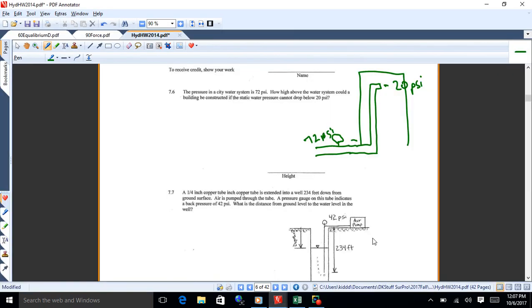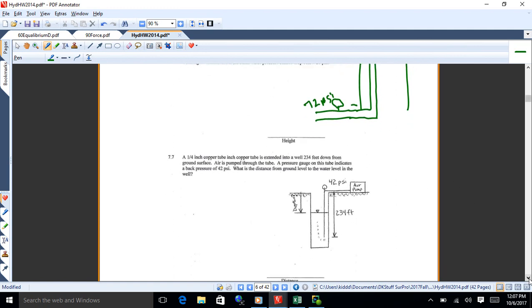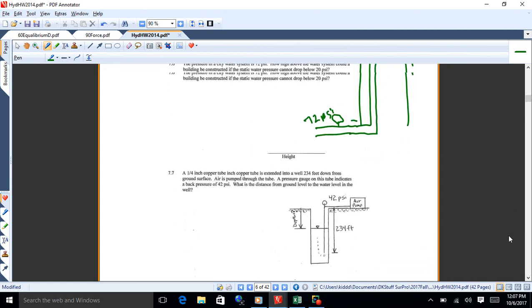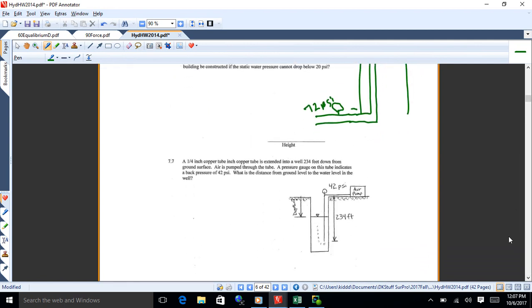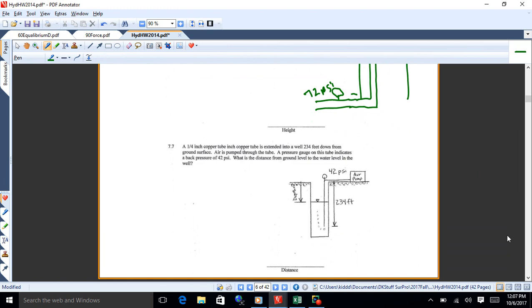All right, so this next one, 7.7, what you would do is take that 42 psi. That's what's required to push the air out of that tube; you've got to generate 42 psi. Now, when you're looking at air pressure, it's not like water, where there's a huge change in pressure for, in this case, 234 feet of elevation. There isn't any relationship like that.